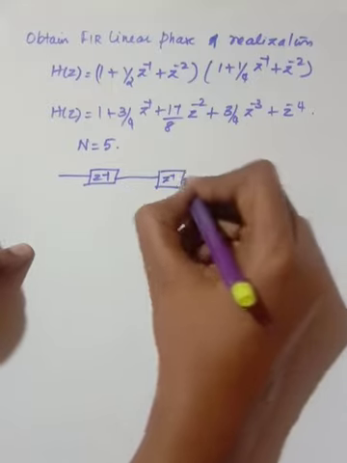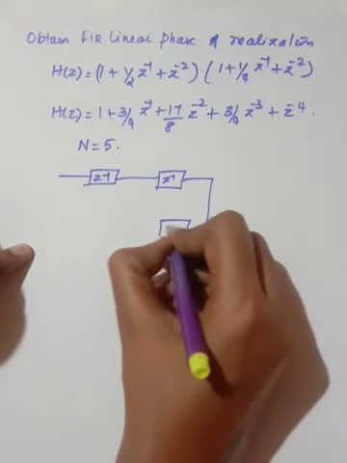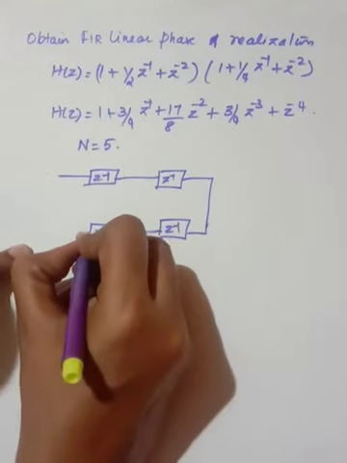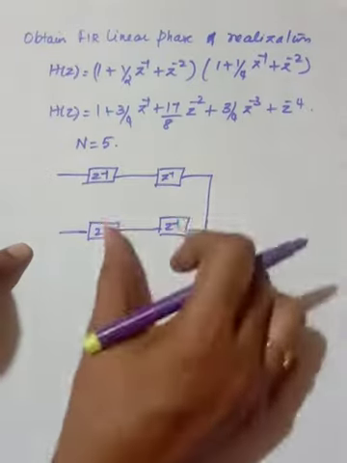So how many delay elements are there? There are 4 delay elements. You draw in this manner like this, because you are having only 4 delay elements, so draw like this.